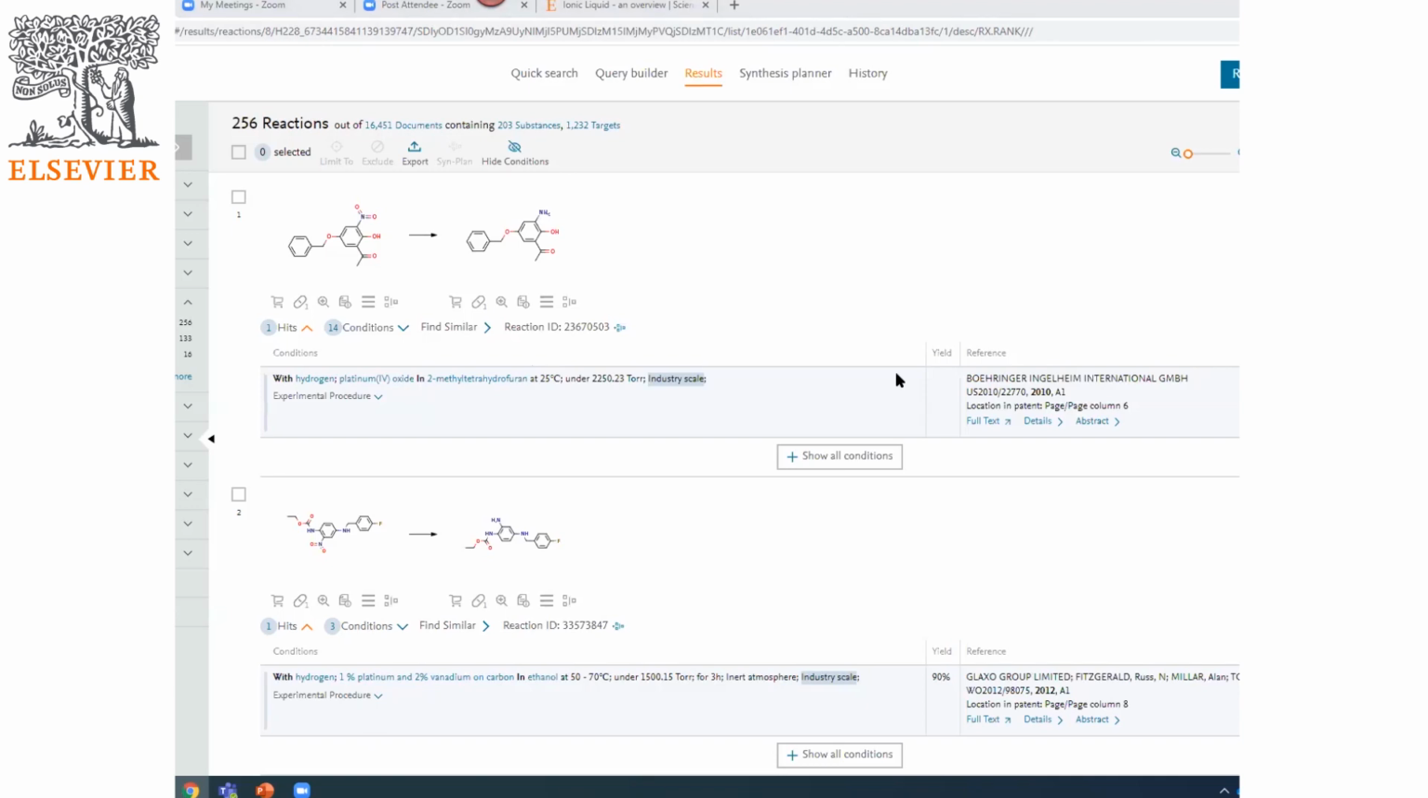Can we search for our compounds to see if they are reported or not before starting synthesis? Yes, exactly. So you can go to the structure editor and try to search this compound.